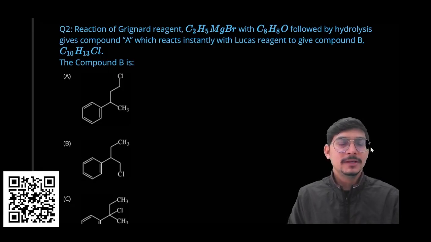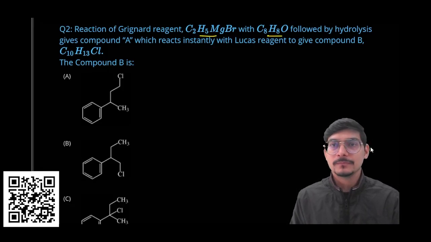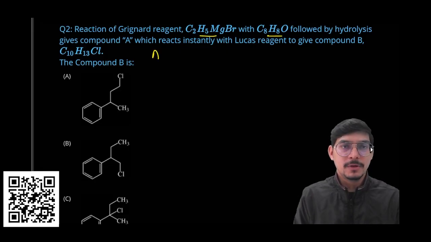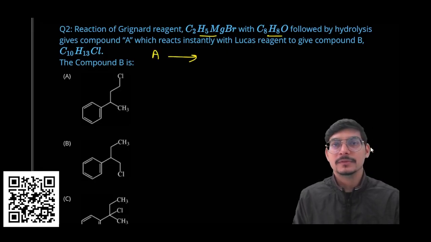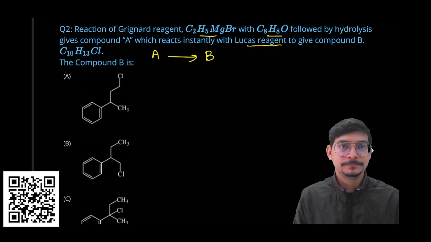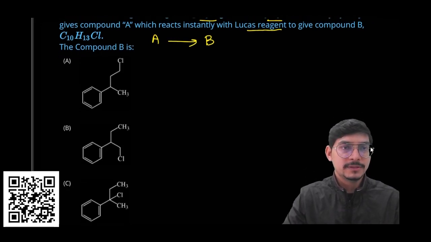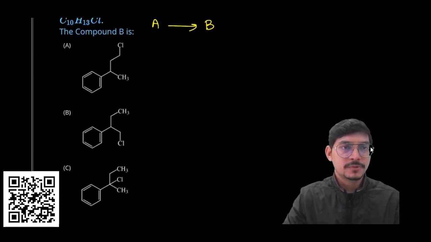Hi everyone. In this question, there is a Grignard reagent that reacts with the compound C8H8O. Followed by hydrolysis, it gives a compound A that reacts instantly with Lucas reagent to produce compound B. In the options, we have these alkyl chlorides in the four options.